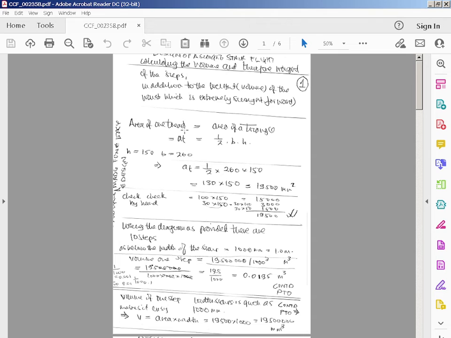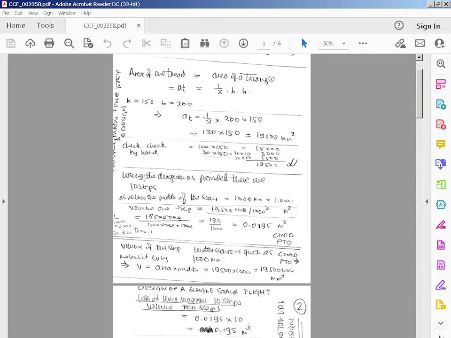So the area of one tread is obviously the area of a triangle. So let's go back to looking at it in elevation. AT equals half times B times H. H is given as 150, B equals 260, so AT equals half times 260 times 150, equals 130 times 150. On a calculator that gives you 19,500 millimeters squared. You can do a quick check by hand if you forgot your calculator: 100 times 150 plus 30 times 150, and 30 times 150 is 30 times 100 plus 30 times 50. So it's 15,000, 3,000, 1,500, so it's 19,500.